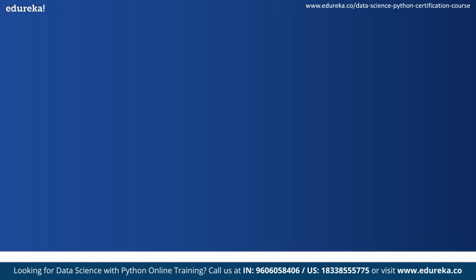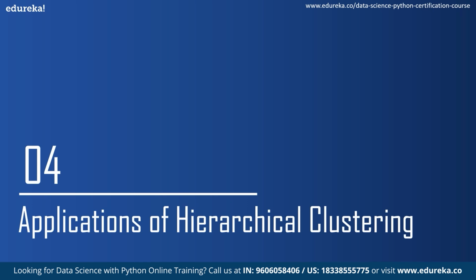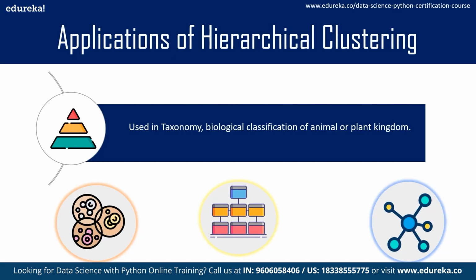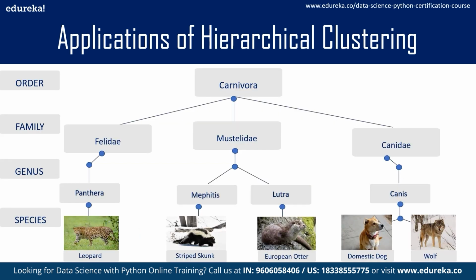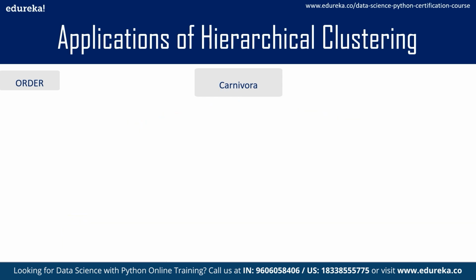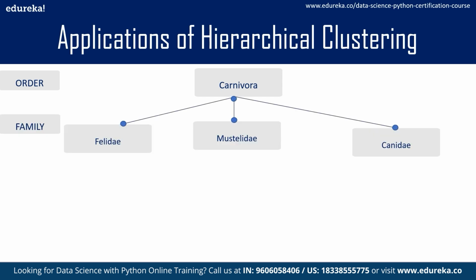Okay, now moving on further to some of the applications of hierarchical clustering. Hierarchical clustering is used in taxonomy, which is the biological classification of the animal and plant kingdoms. Let us understand this with the help of an example. This is the example we will be understanding, and how the classification takes place. So we start with the first level of cluster, that is Carnivora, which falls into the order. Right. Then it has been divided into the families Felidae, Mustelidae, and Canidae.